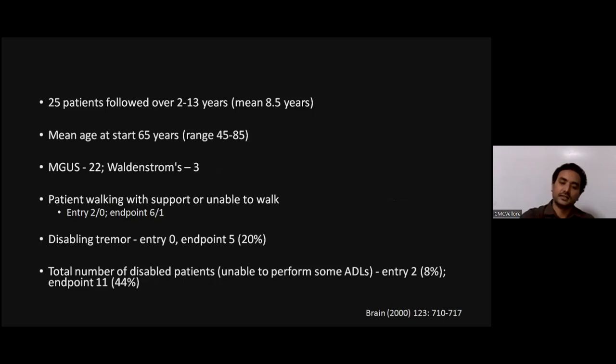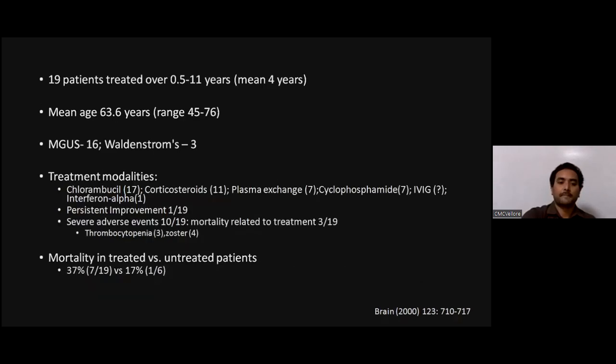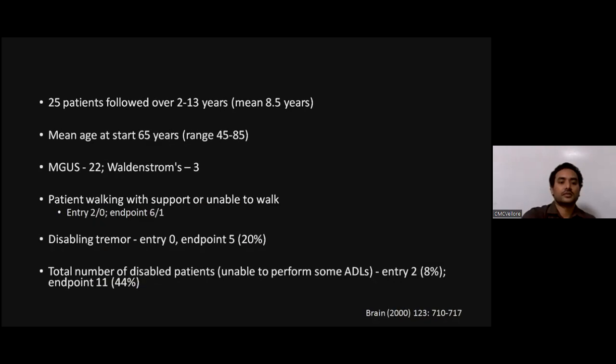is still not responsive to the current medications. The mean age in that study is around 65, with MGUS in 22 and Waldenström's in 3. But finally, they all will have disabling tremors, which will increase in future. Only 20% reached the disabling tremor endpoint. They went into tremor, 20%. Yes.